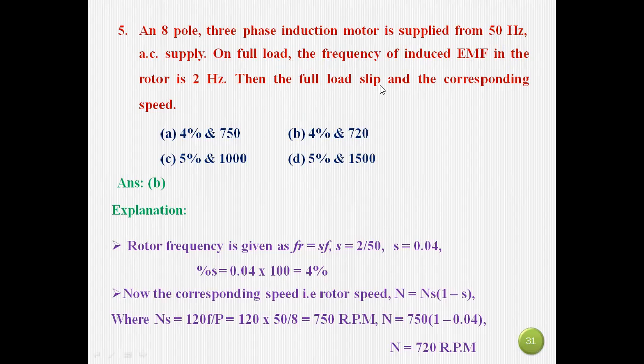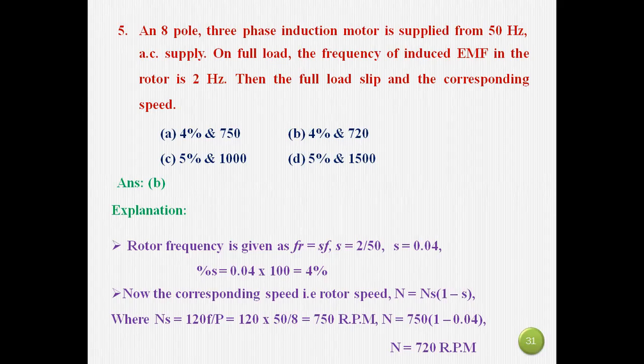Then you are supposed to find the full load slip and the corresponding speed. Full load slip means what? You are supposed to find here the slip. Firstly we are supposed to find slip. How will you find it? We have the formula FR equal to S into F. We have both frequencies, so you can directly take S equal to FR by F. FR is 2 hertz, F is 50 hertz. 2 by 50, if you solve, you will get 0.04.